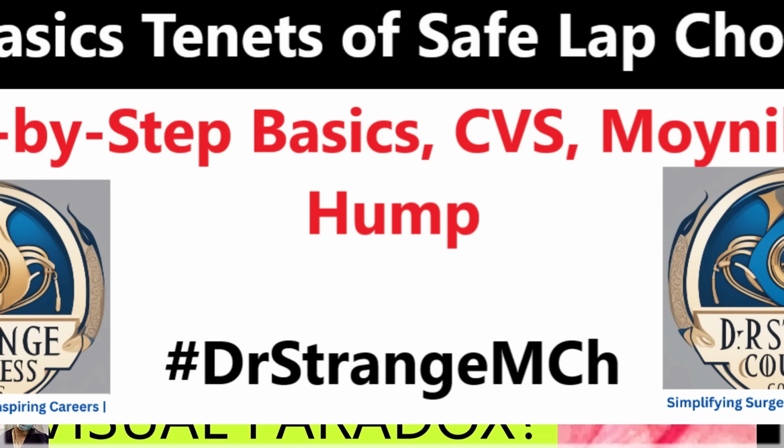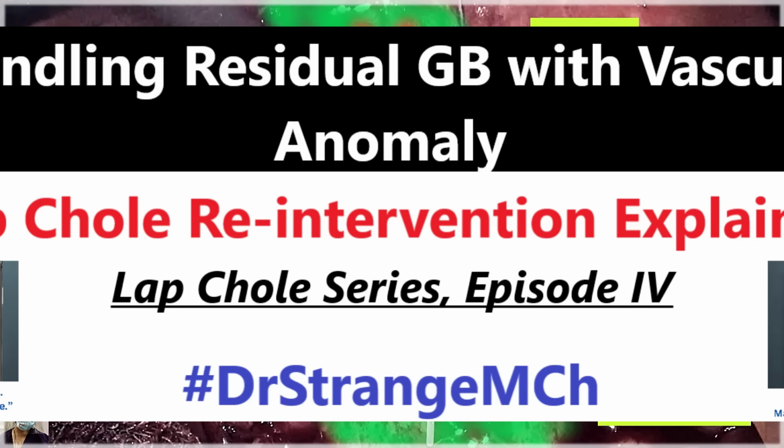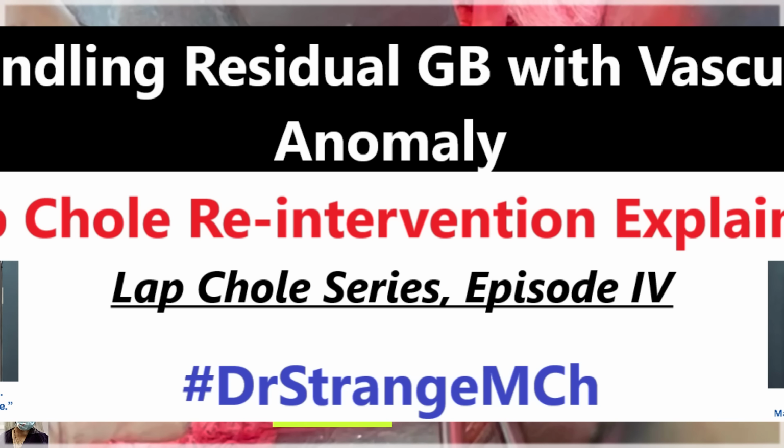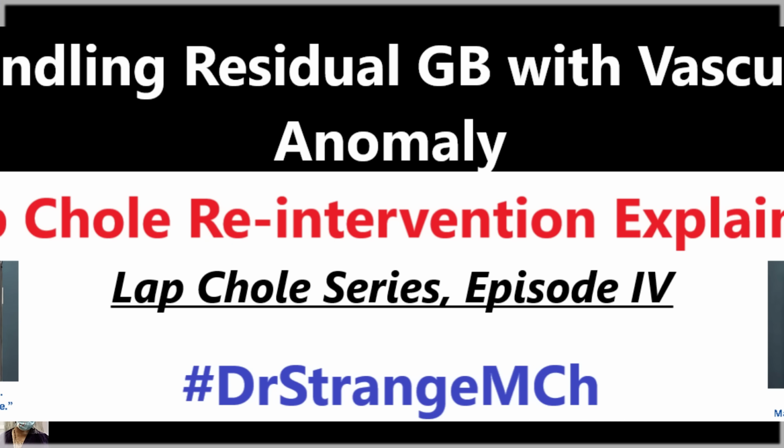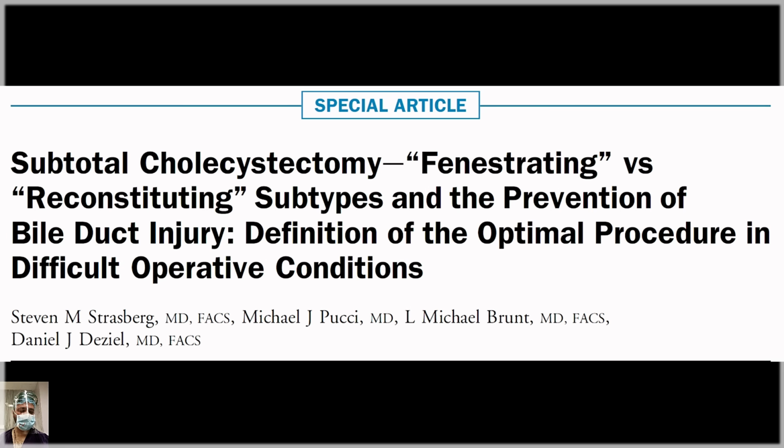The concept of visual paradox has been demonstrated in one of the live surgeries. How to take clues in difficult anatomy, what is a safe area. And in the last video, we had demonstrated open cholecystectomy for residual gallbladder and the aberrant right hepatic artery. So friends, with this background knowledge, let's jump to this video, which will be on subtotal cholecystectomy.